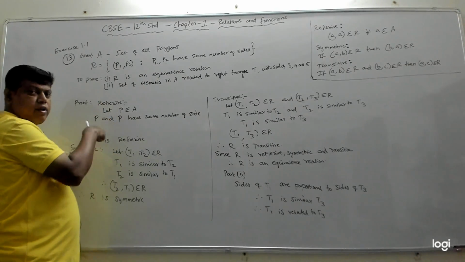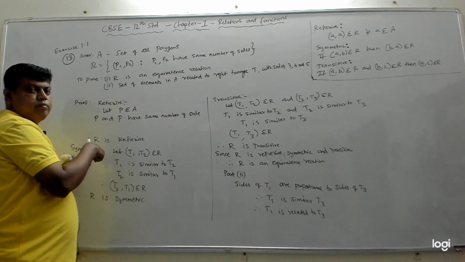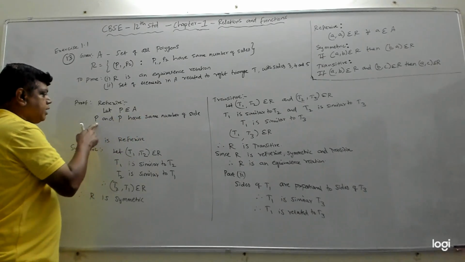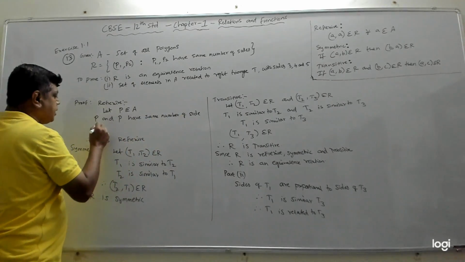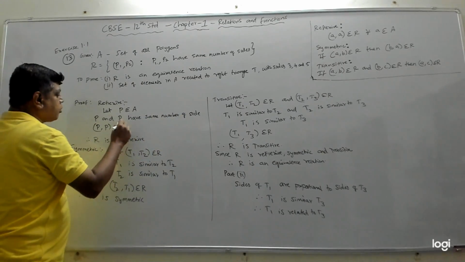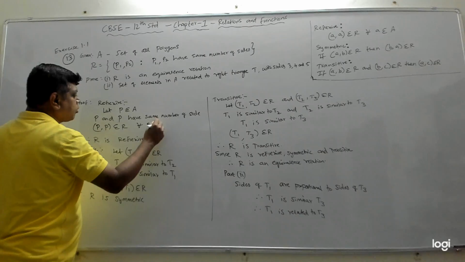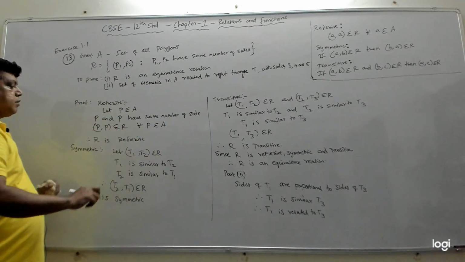A triangle and the same triangle will have same number of sides. The P and P will have same number of sides, which means P comma P will belong to R for every P belonging to A. Therefore, R is reflexive.